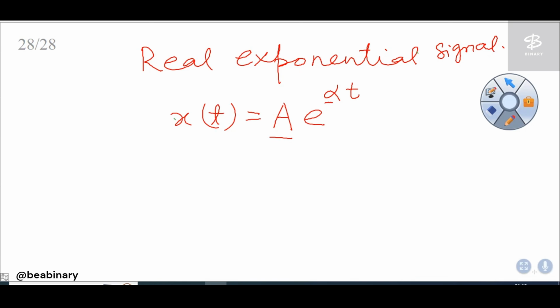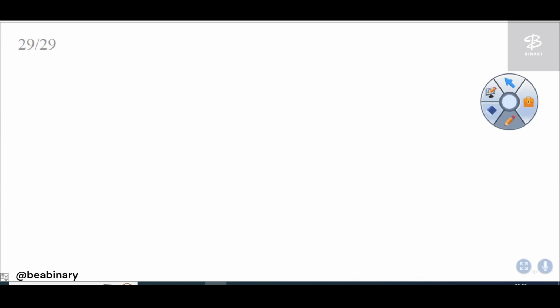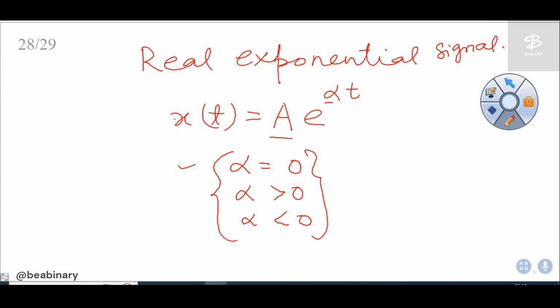Now, how can I represent this signal? This signal will be represented for the conditions alpha equal to 0, alpha greater than 0, and alpha less than 0. So what will be the graphical representation for this real exponential signal? I will draw the graphical representation for all these three cases.